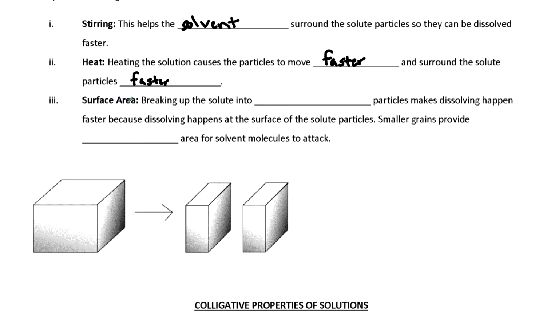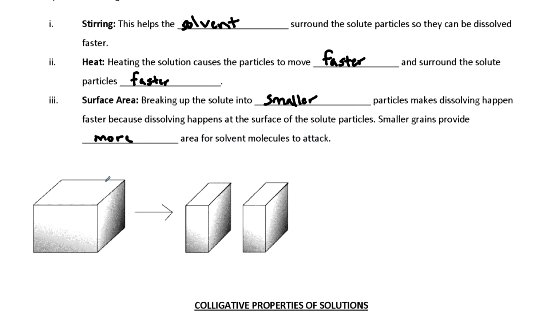And finally, surface area. So what you could relate to is adding a sugar cube to your coffee or tea versus a spoonful of granular sugar. If you break up the solute into smaller particles, that's going to make dissolving faster because dissolving happens at the surface of the solute particles. So smaller grains are providing more area for solvent molecules to get at or attack.